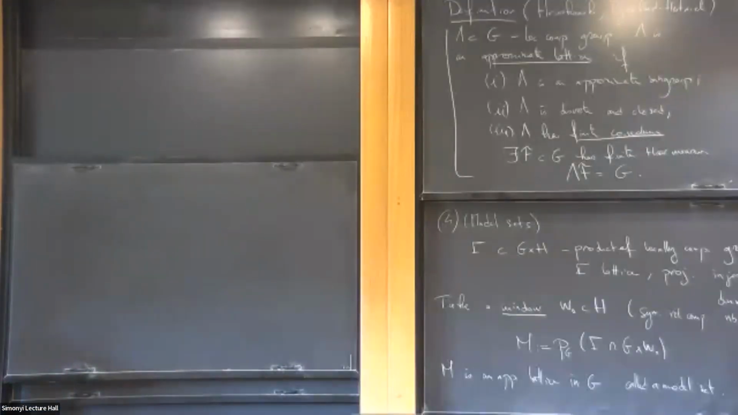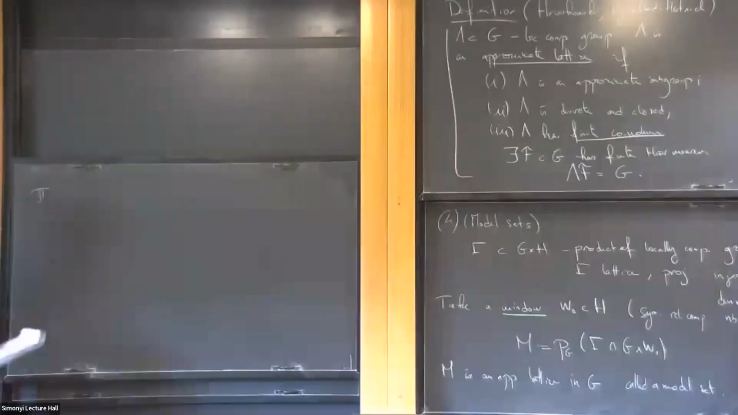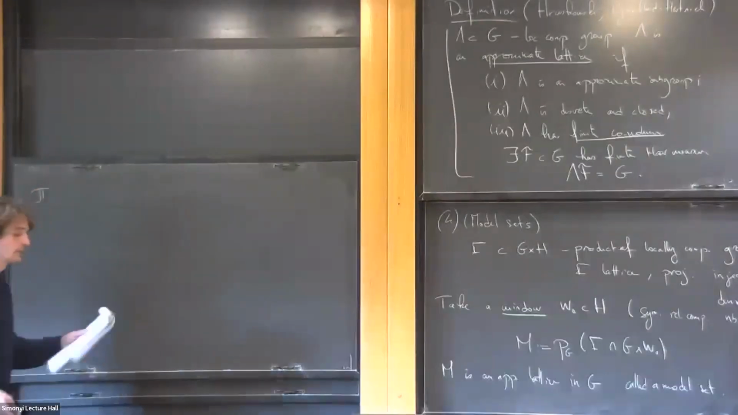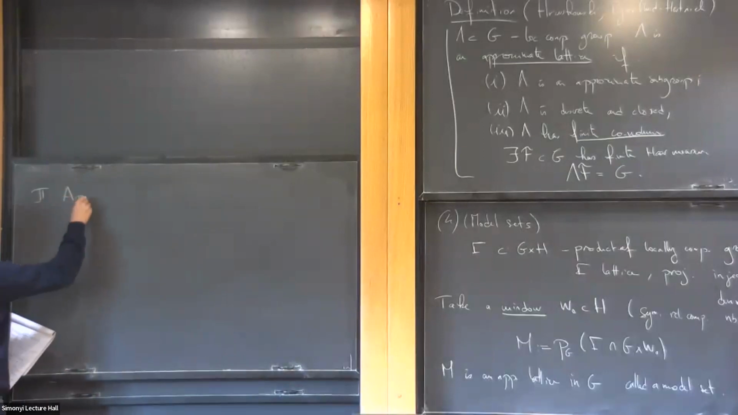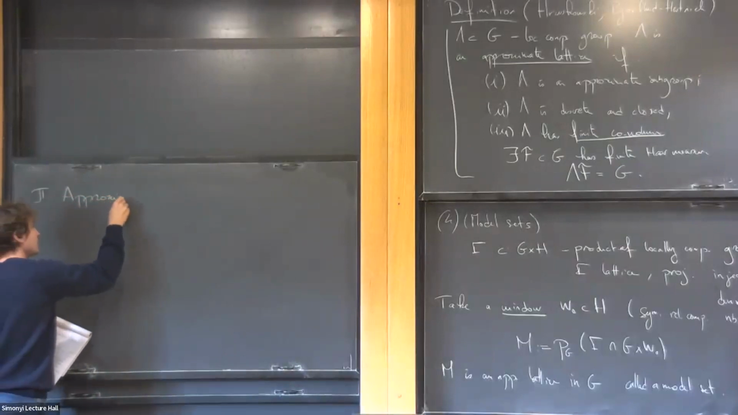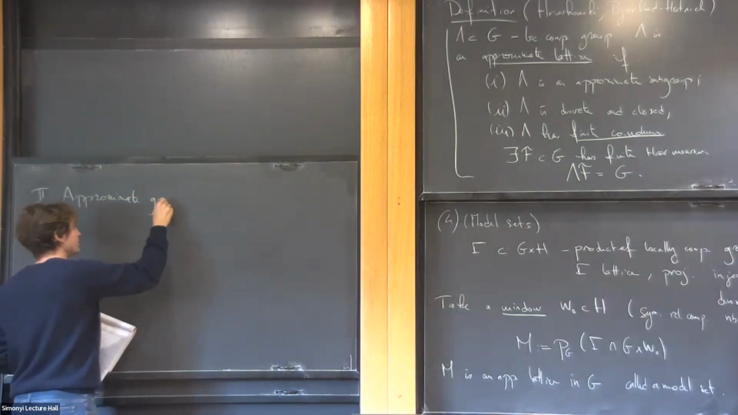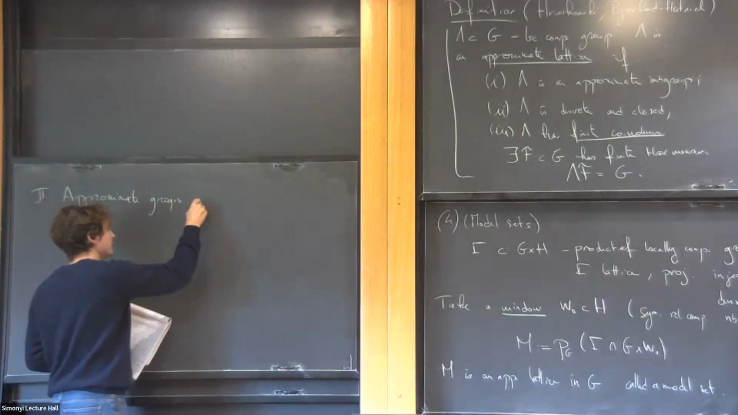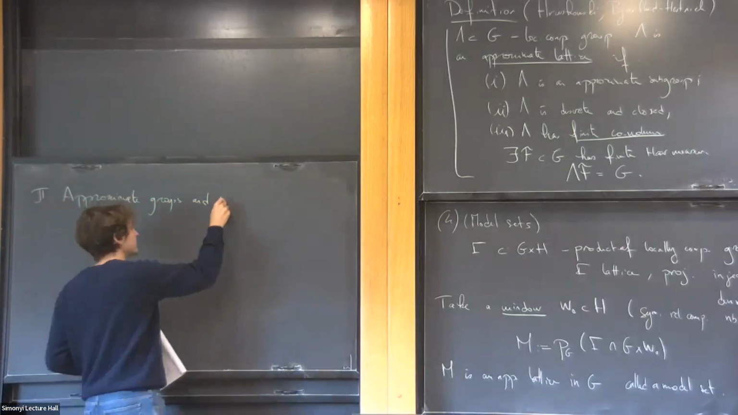Okay, so what's going to guide us is really something that comes from additive combinatorics, and I'm going to explain it now. So I'm going to give a small title. Approximate groups, and okay, this is very vague. Notions of boundedness.